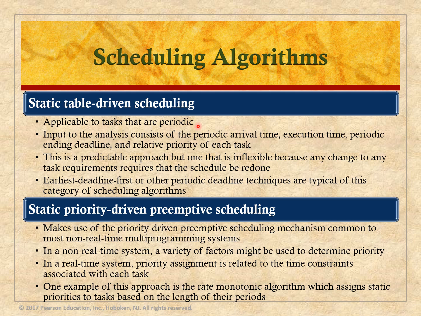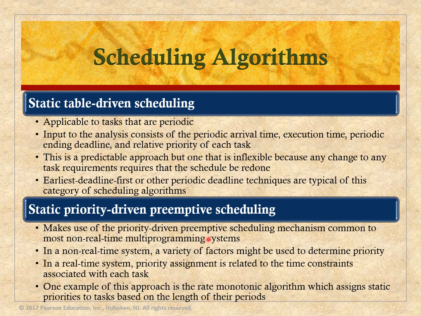So there is some information such as periodic arrival time and execution time, and all of these are needed so that it is able to do the scheduling. In this kind of algorithm, normally they use earliest deadline first or another periodic deadline technique to apply with this scheduling algorithm.